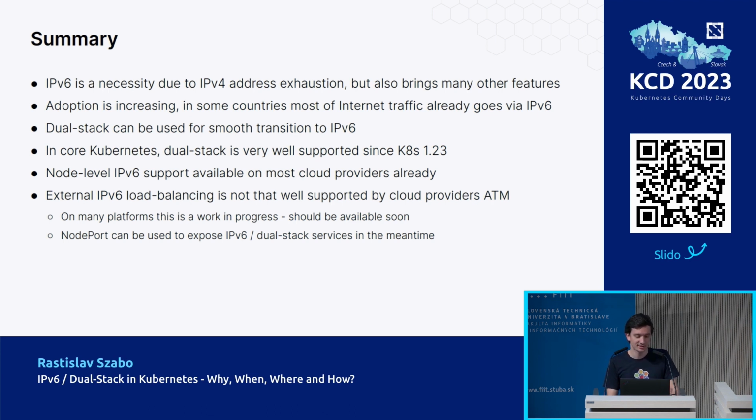In core Kubernetes, Kubernetes upstream, DualStack is very well supported since Kubernetes 1.23. When it comes to cloud providers, at the node level, the IPv6 support is available at most cloud providers. But the support for external IPv6 load balancing is not that good at the moment. But on many platforms, it is already a work in progress and should be available soon. And while it is not available, you can still use NodePort to expose IPv6 services, or DualStack services, in the meantime.